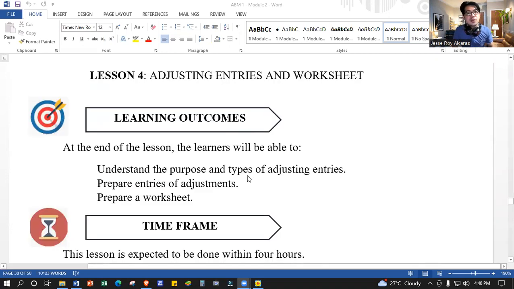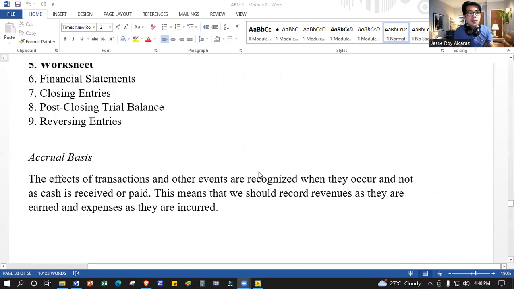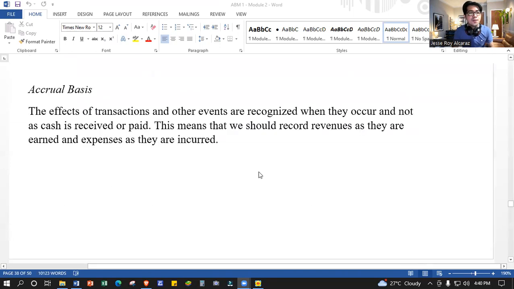So for tonight, we will be discussing adjusting entries and the worksheet. At the end of the lesson, I hope that you will be able to understand the purpose and types of adjusting entries, prepare entries for adjustment, and prepare the worksheet. Okay, so first is a review of accrual basis.